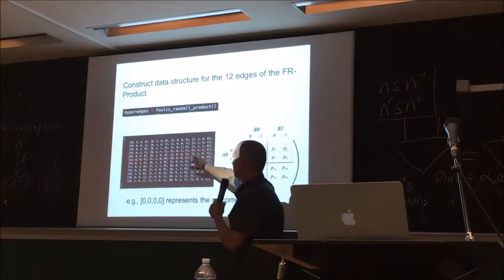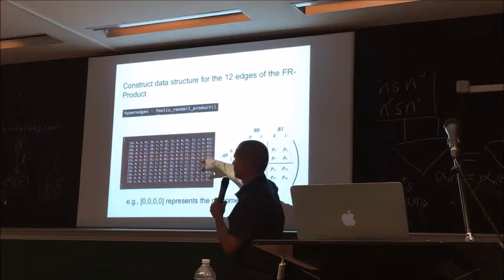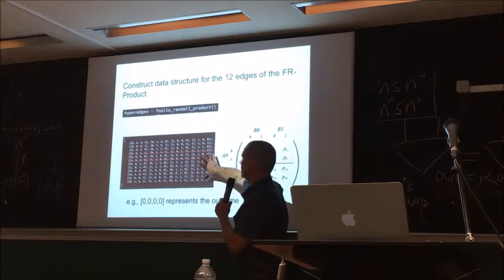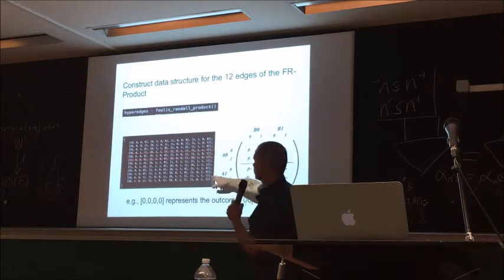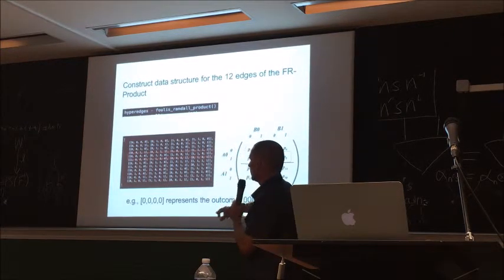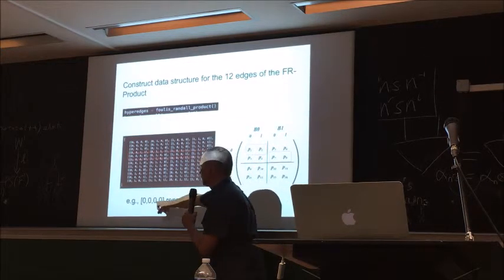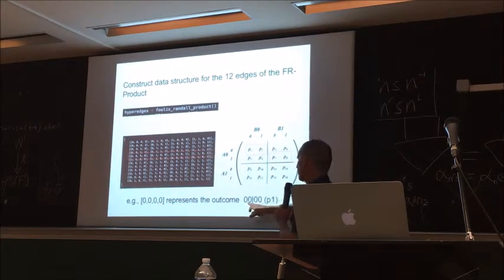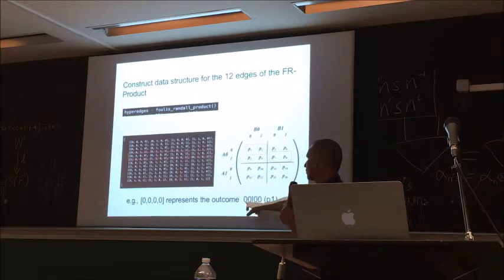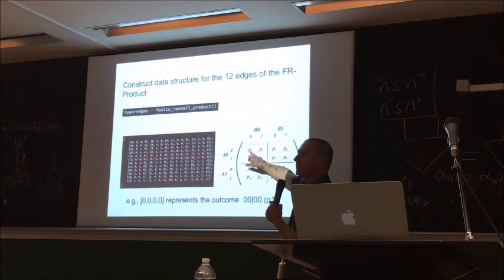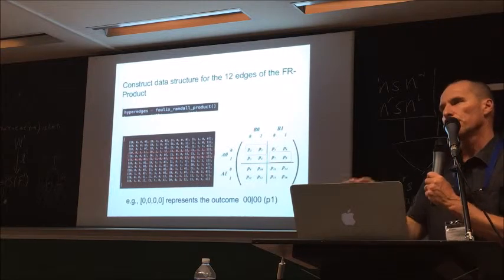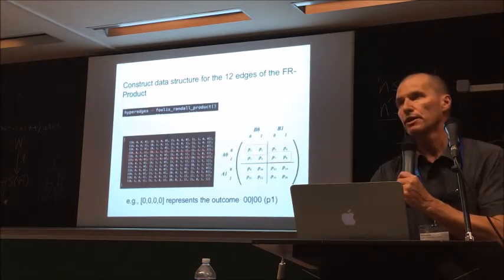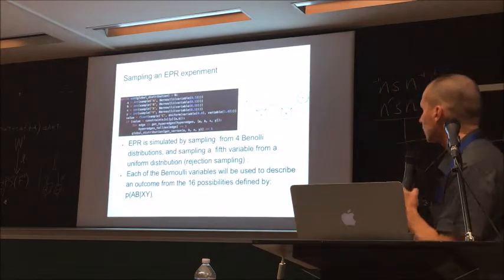So here we have a standard data structure for 0, 0, 0, 1. This is how you implement the basic underlying structure of the hypergraph here. You see the 12 edges. So there's 12 of these. For example, this particular 0, 0, 0, 0 really represents this particular outcome: A equals 0, B equals 0, given X equals 0, Y equals 0, otherwise that's P1. So in this way we can get into the underlying data structure of the program, the basic structure of the 12 edges of the hypergraph.